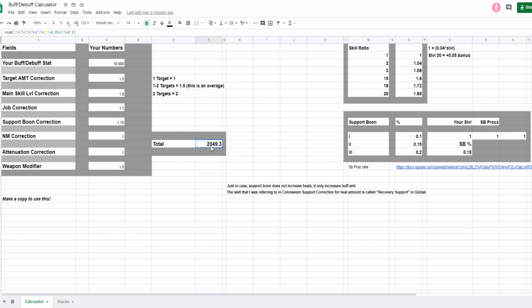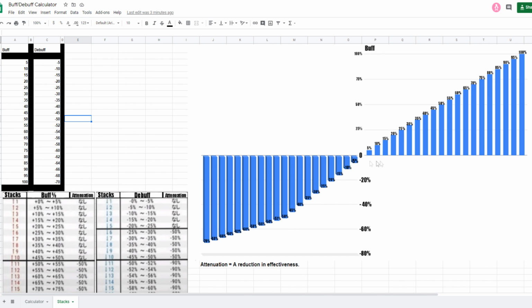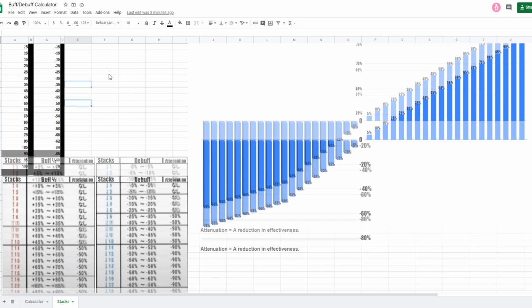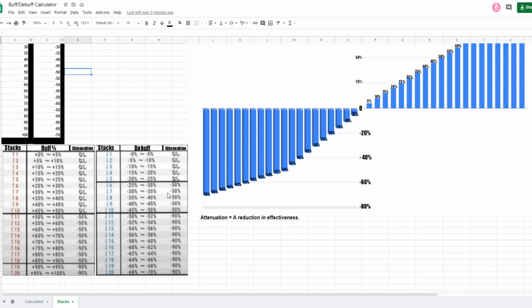So in that case right here, this would actually be over the 1000 that you require, and it would boost them up to 4 stacks automatically, right? In regards to the attenuation, I do have it down here, as you guys can see here.